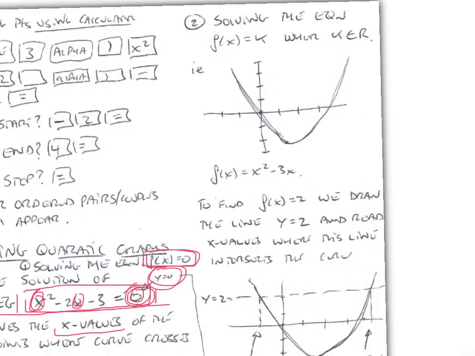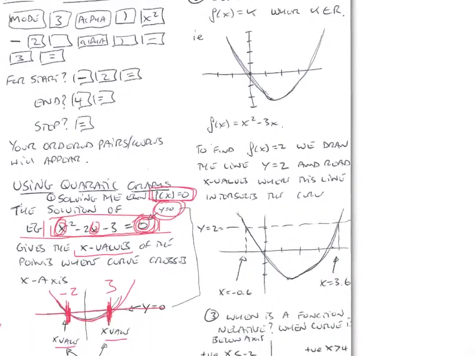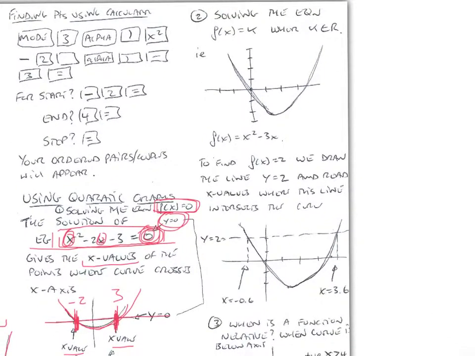What about if we're solving the equation f of x equals k, where k is any real number? Okay, so let's say we're given a function, f of x equals x squared minus 3x. And we're asked to find f of x equals 2. So f of x equals k. So in this case, our k is 2. Okay, so we're asked to find, what's the value of x that gives us 2 as the output, not 0. Okay, not 0 now. Before we were looking at f of x equals 0. Now we're looking at f of x equals 2.